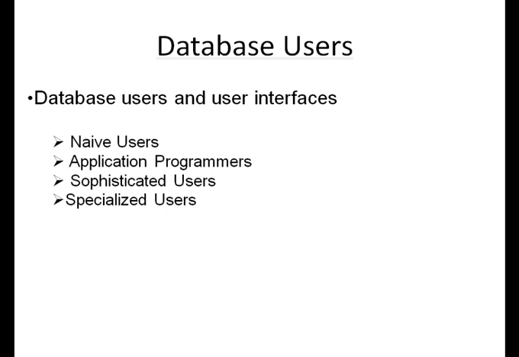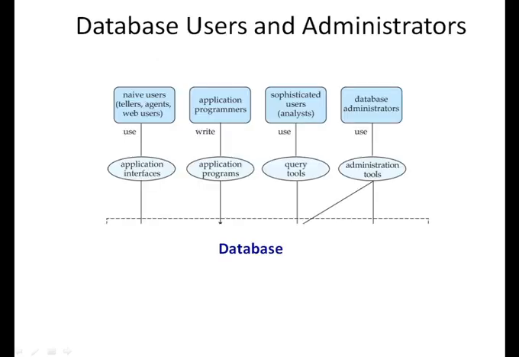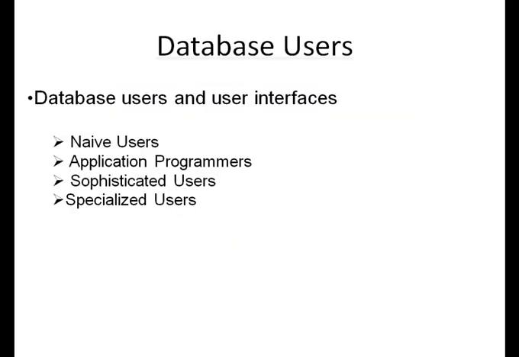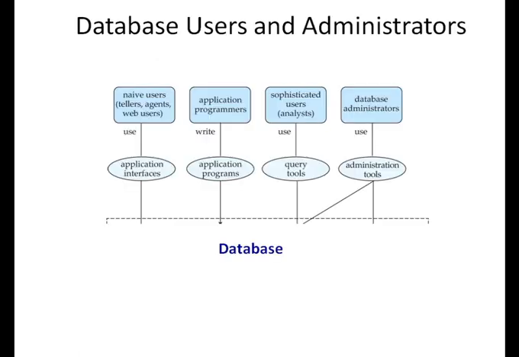Now this is an important concept, that is database user. So database user and user interface. There are four types of database user: naive user, application programmer, sophisticated user and specialized user. We will see one by one. That is your naive user.